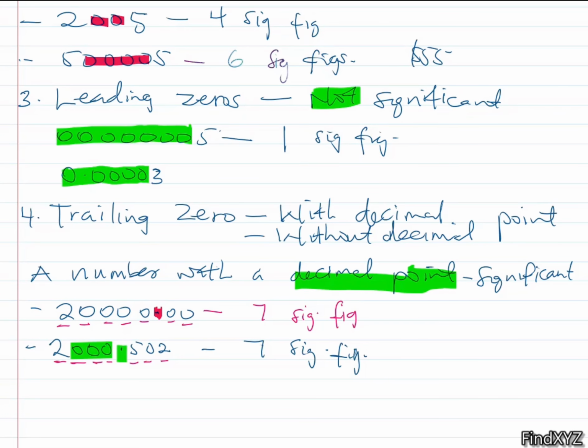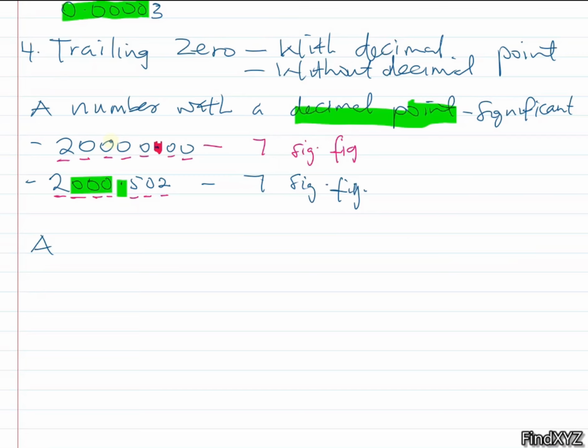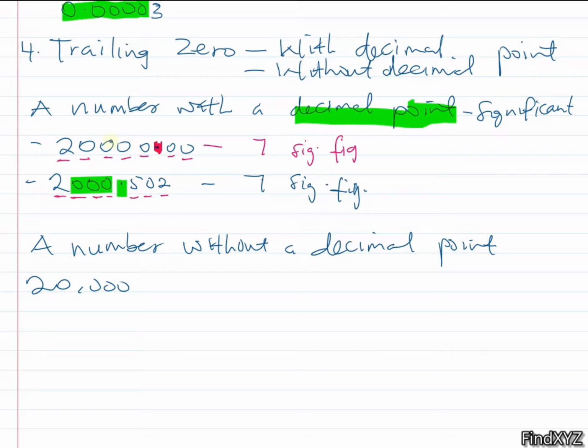Once it is a trailing zero with a decimal point, the zeros are significant. How about a number without a decimal point? So for example, we can write 20,000. Does it have a decimal point? Nope. Hence, it has only one significant value. The trailing zeros, because there's no decimal point, are just placeholders. We are just giving the value to the number. So we have one significant figure. So with trailing zeros without a decimal point, you only count the non-zero digits as significant values.